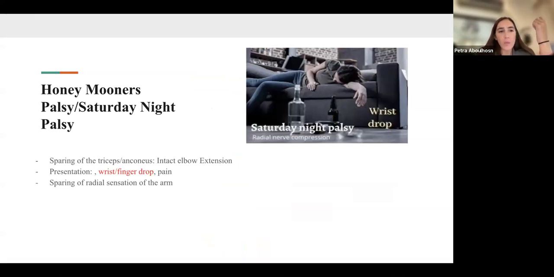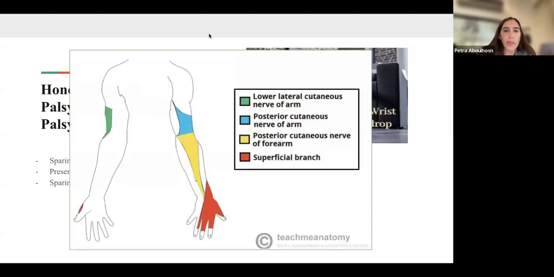So here, the main thing is we have intact elbow extension, and that's sparing of the triceps and the anconeus. And then the rest is the same. We have wrist, finger drop, pain. And then another note importantly is these nerves are spared. So we basically have numbness along the yellow and red parts.